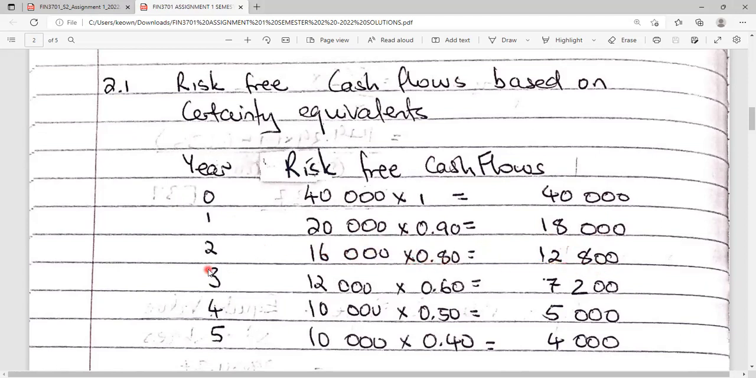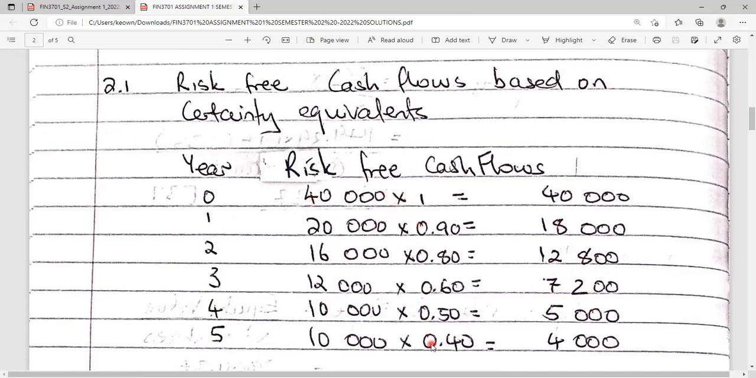And then what we're saying is that at the end of the second year, we are definitely going to get 12.8. This is the risk-free cash flow. Once we remove uncertainty and everything else, we are saying that we are certain to get at least 12.8. Even though we expect 16, we are certain to get 12.8. So that's where the certainty equivalent comes into play.